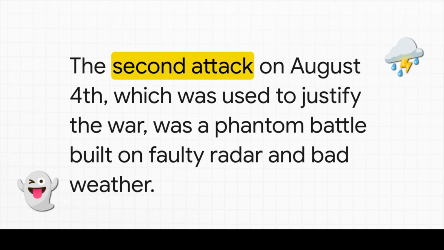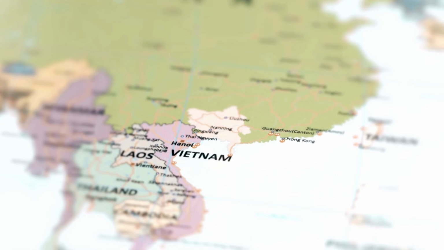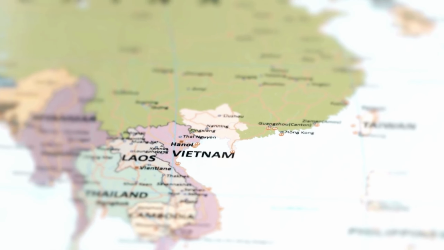Now, the first incident on August 2nd, that one did happen. It was during a U.S. intel gathering mission. But the second attack on August 4th, the bigger one, the one that was actually used to pass the war resolution, that one almost certainly did not. It was a phantom battle, cooked up from bad weather and nervous sonar operators that was deliberately used to justify a war. And here is the cost of that ghost story, the Vietnam War.